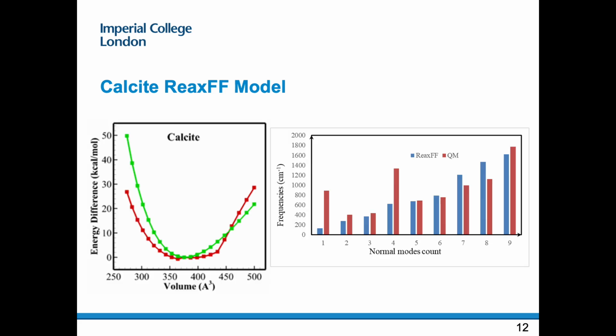The training set also included condensed phase data for the equation of state of calcite. The ReaxFF model was able to reproduce the equilibrium density of calcite from DFT within the uncertainty of the measurements. It does, however, slightly underestimate the volume energy curvature close to the equilibrium density. On the right-hand side, we can see that the vibrational frequencies of calcite calculated from DFT and ReaxFF are in good agreement.